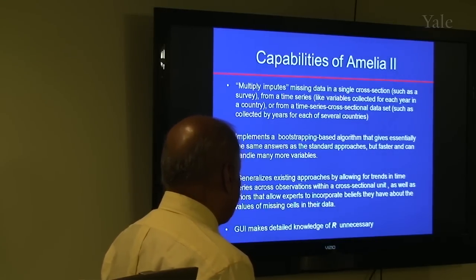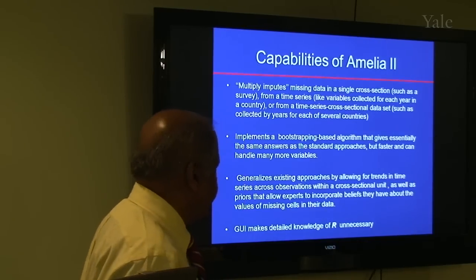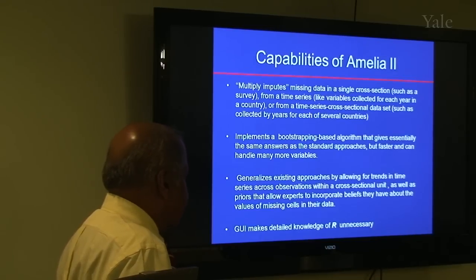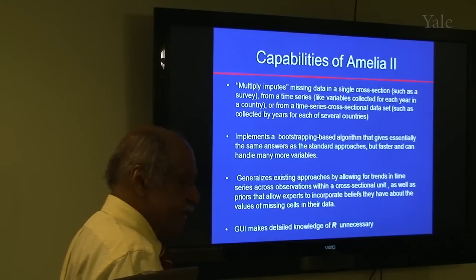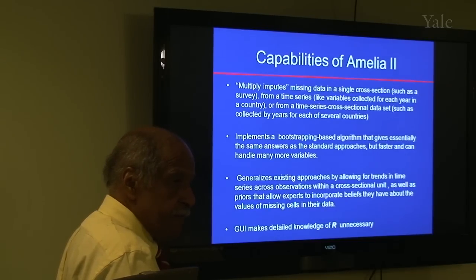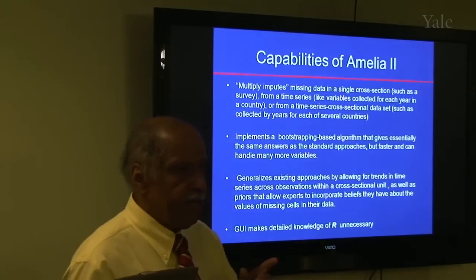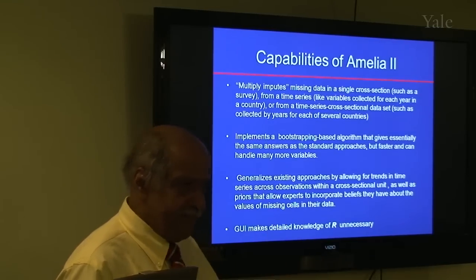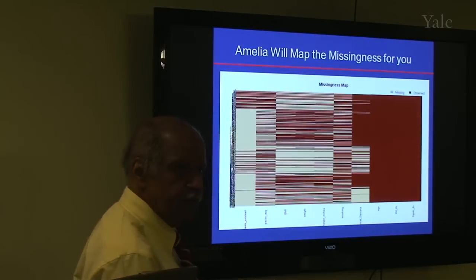And it generalizes the existing approaches by allowing for trends in time series across observations within a cross-sectional unit, as well as priors that allow experts to incorporate beliefs they have about the values of the missing data in their cell. Okay? And there's a GUI with it. So all of this, once you set it up, can be point and click. It'll look just like a simple SPSS package. You just say, impute this. And it will map the missingness for you.